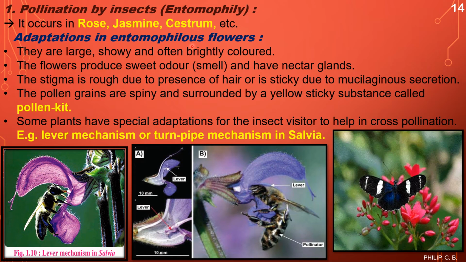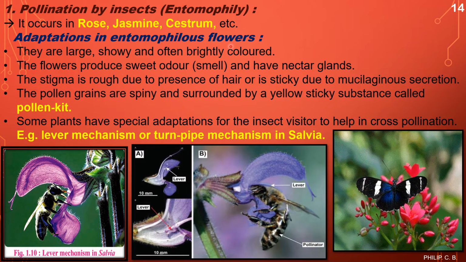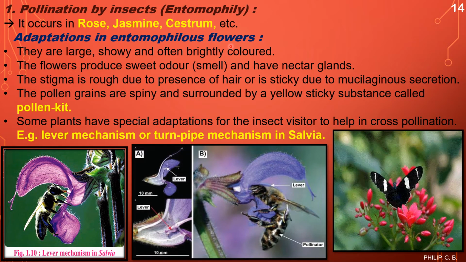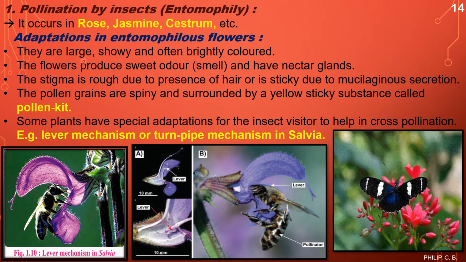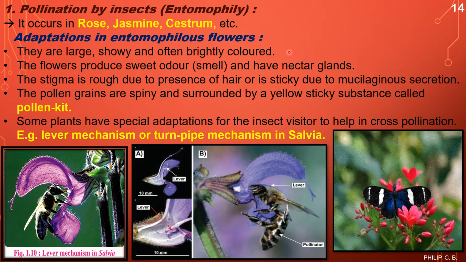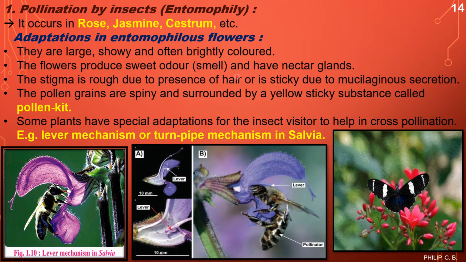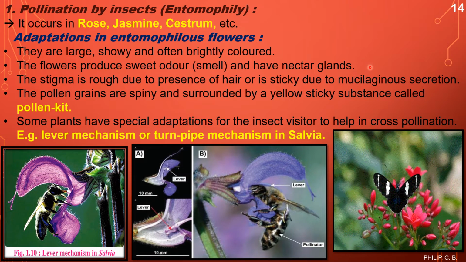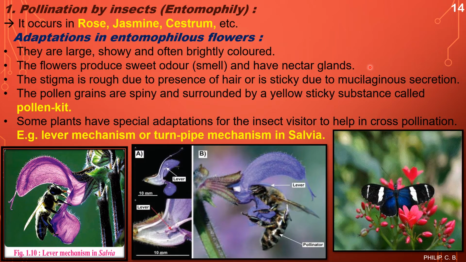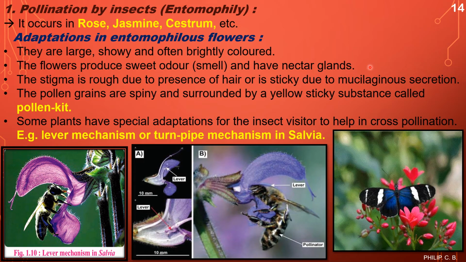So, adaptation in entomophilous flowers. Now what should the adaptation be? It will be mostly different from water pollination or wind pollination, or abiotic agents, right? Here the flowers are large, showy and often brightly colored. Why? To attract the insects, right? The flowers produce a sweet odor, that is smell, and have nectar glands. So mainly, for example, honeybees come to collect the nectar, and with the help of the smell or odor, fragrance, and color, they easily get attracted.